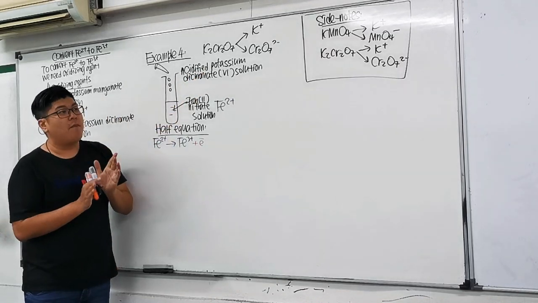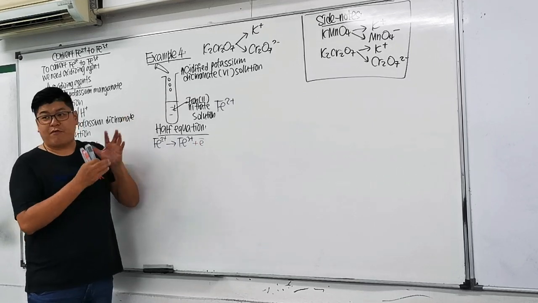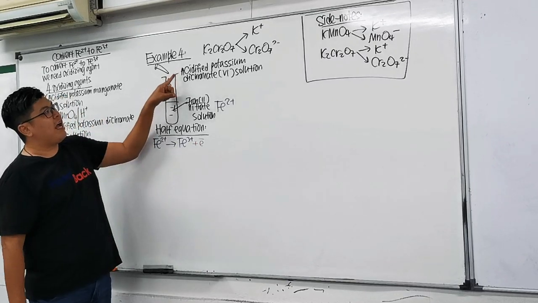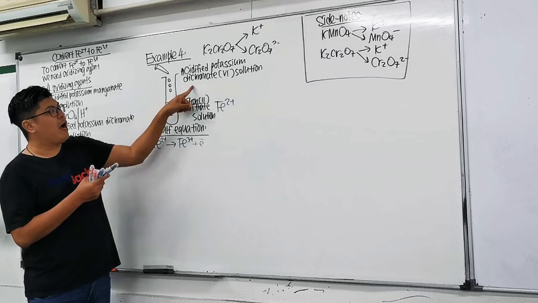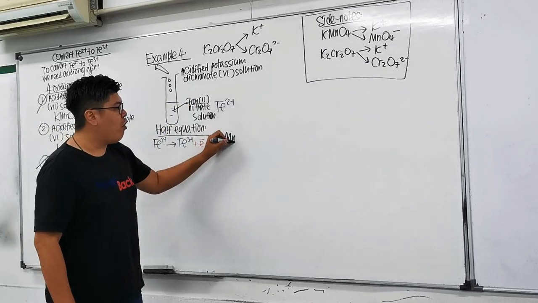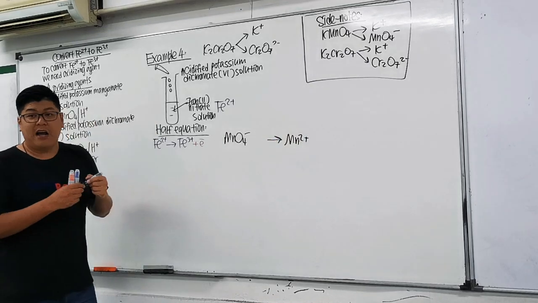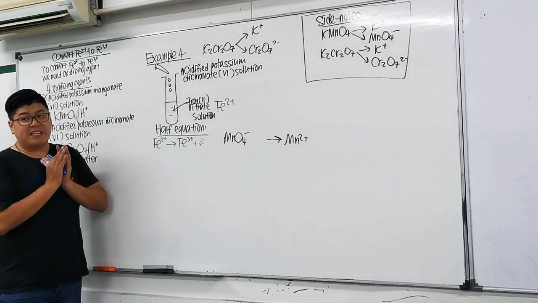I repeat, normally potassium ion doesn't react. Just like last week, if you check back the notes, example number 3. Although I wrote acidified potassium manganate solution here, if you remember last week, what I wrote here, MnO4 minus ion become Mn2 plus. You can check your notes. I just want to tell you a simple thing. Potassium ion normally does not participate in reaction.